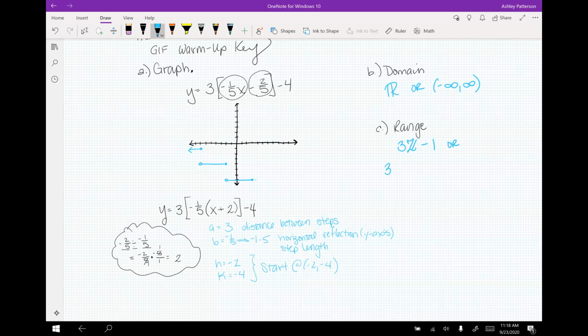So we could also say every third integer starting at y equals -1. Hope you did well.